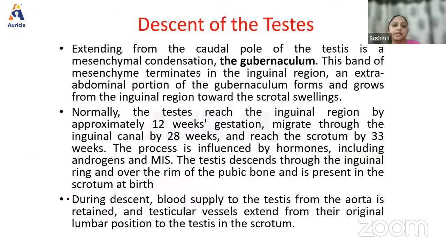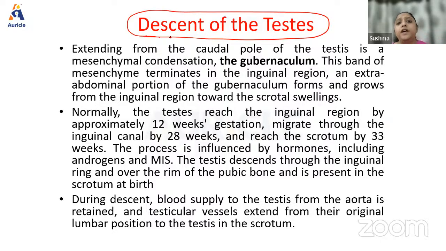Now let us look at the descent of the testis. Descent of testis is a very important surgical topic, and let's just go through this once. Extending from the caudal pole of the testis is a mesenchymal condensation known as the gubernaculum. Where is it coming from? It's coming from the caudal pole of the testis.